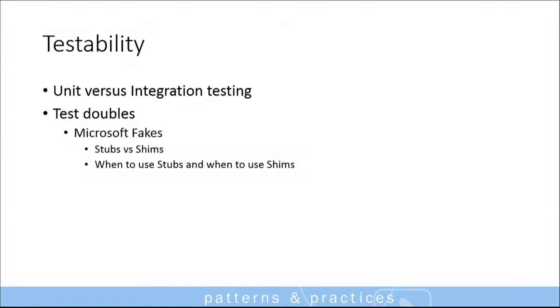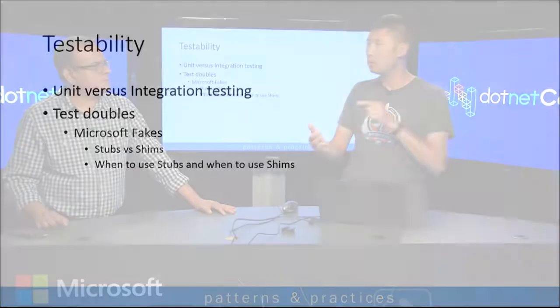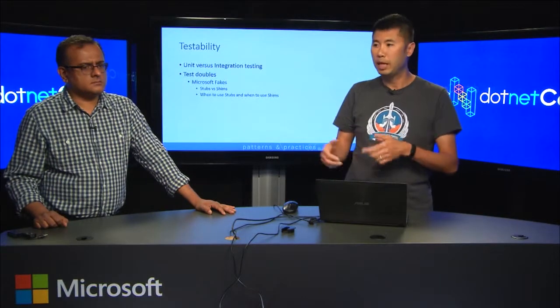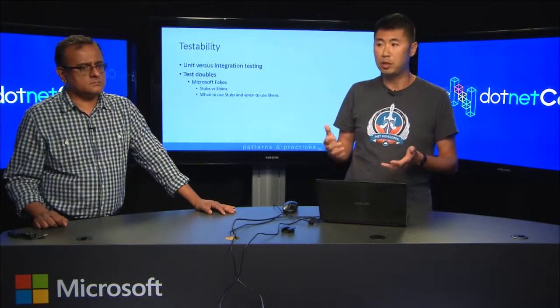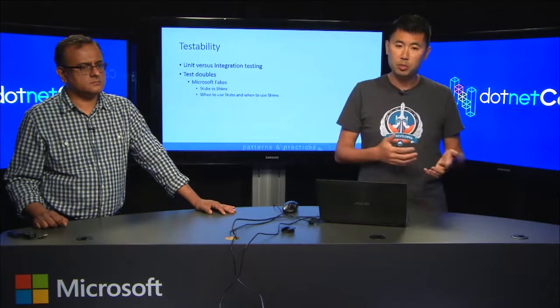Microsoft Fakes is the out-of-the-box mocking framework that is provided in Visual Studio 2013. And it provides stubs and shims. So I'll give you an example of how stubs work. Basically, you provide the interfaces, you tell it to create your fakes assembly, and it creates the stubs for you based upon those interfaces. Shims is different.